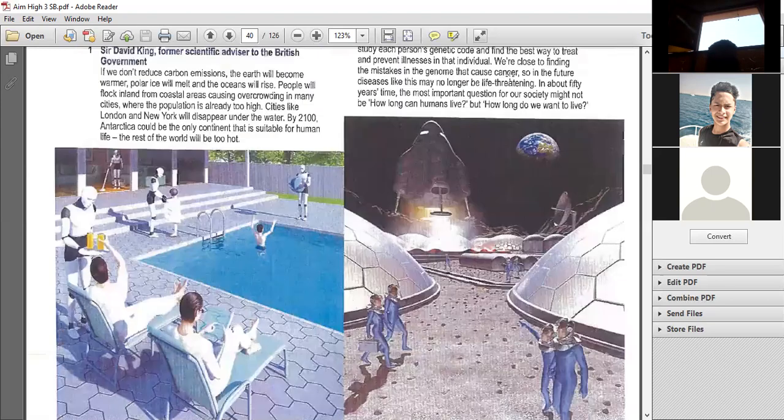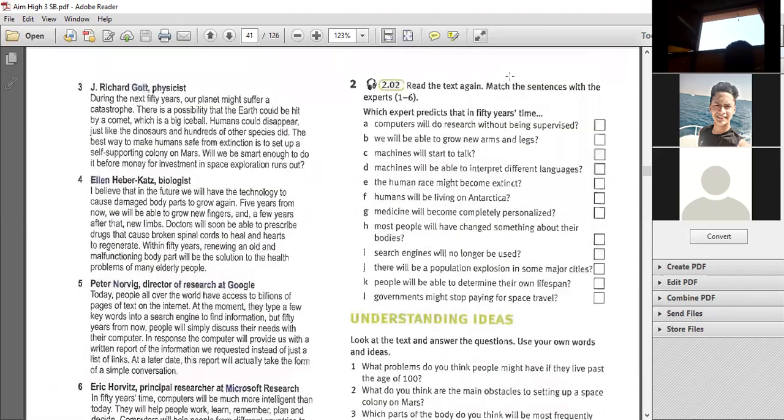Okay, number 3. Okay, Yusuf. J. Richard Gott, physicist. During the next 50 years, our planet may suffer a catastrophe. There's a possibility that the Earth could be hit by a comet, which is a big ball of ice. Humans could disappear just like dinosaurs and hundreds of other species did. The best way to make humans safe from extinction is to set up a self-supporting colony on Mars. We will be smart enough to do it before money for investment in space exploration runs out. Super excellent. Number 4, Yusuf.